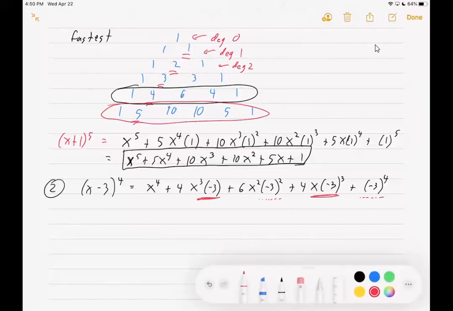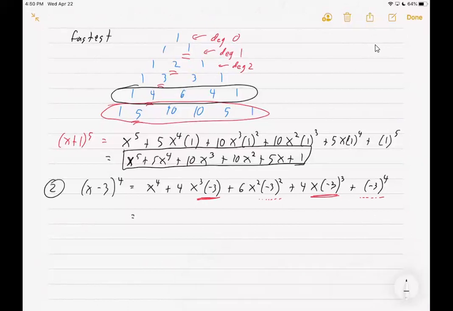So just be careful when we're simplifying this. So this is x to the 4th. Now we'll have -12x cubed plus, and then we have 9 times 6. Remember to square that 3. So that's 54x squared. Then it will be a negative term.